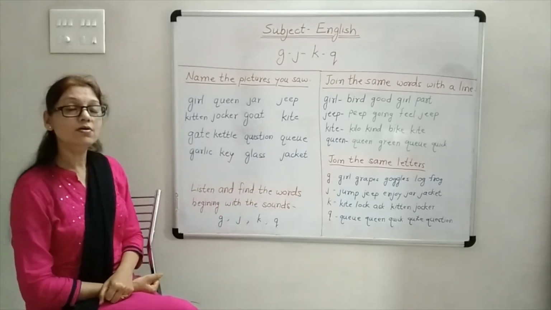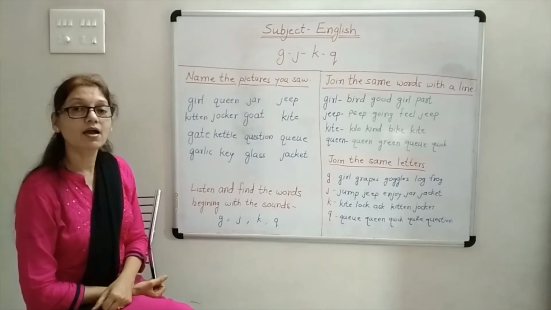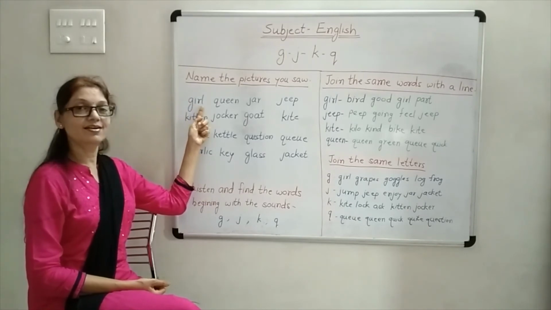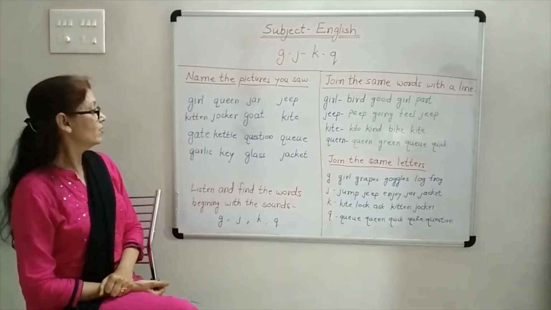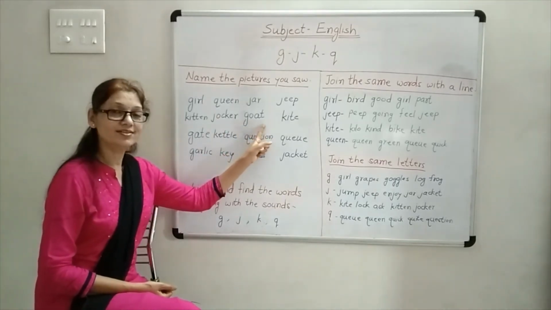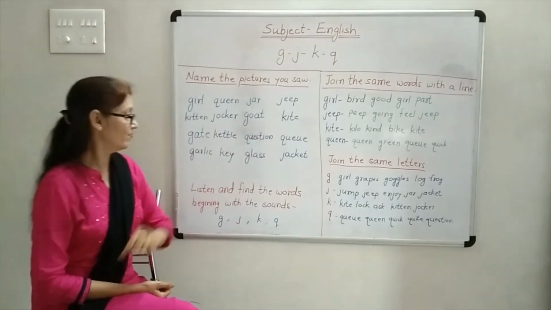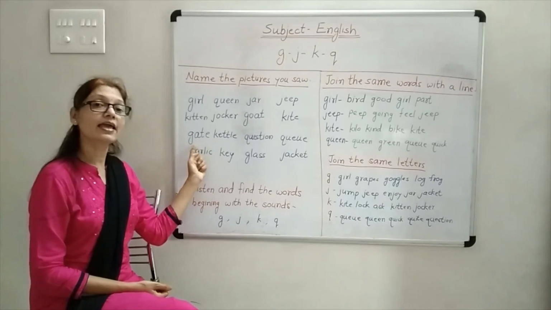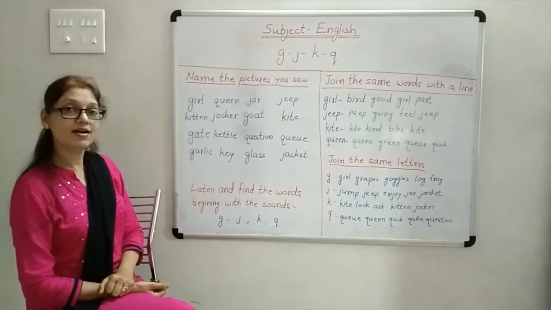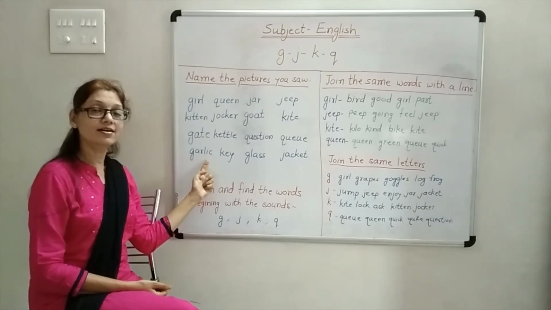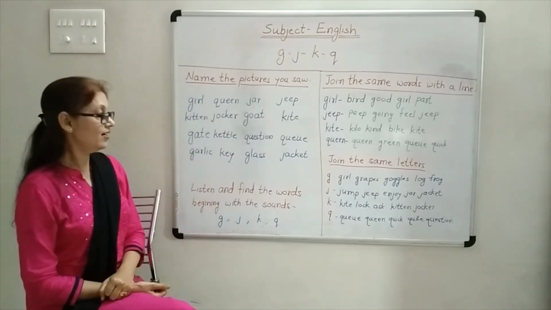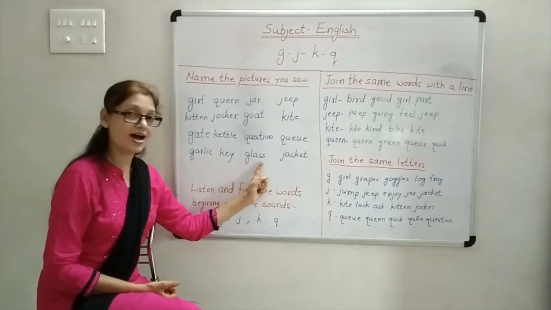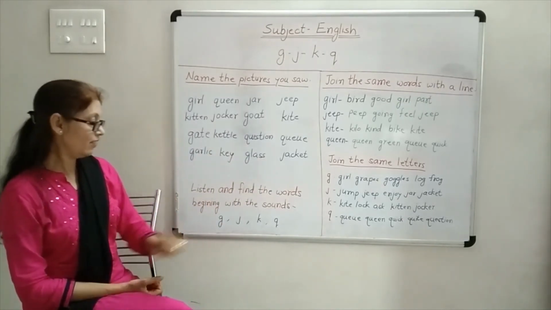Okay. Now g g g g. G g girl. G g goat. G g gate. G g garlic. And g g glass. Okay, now which is left?